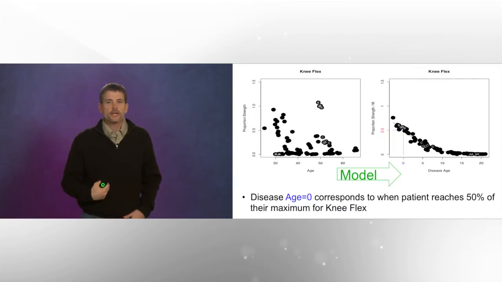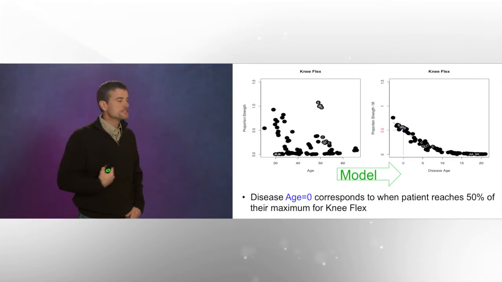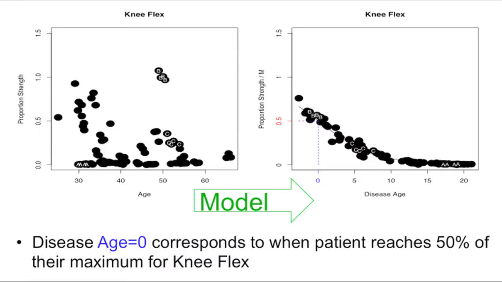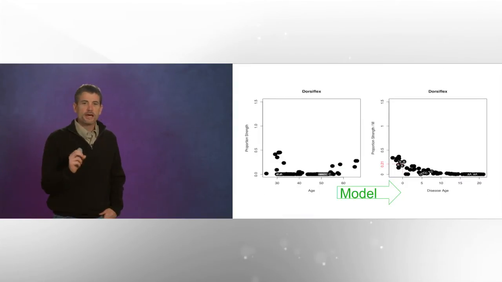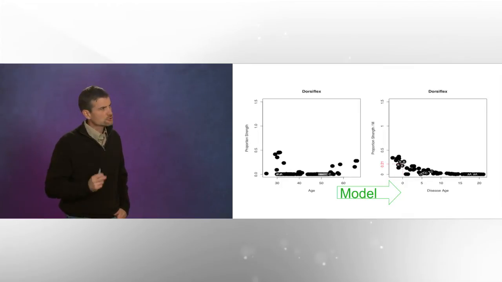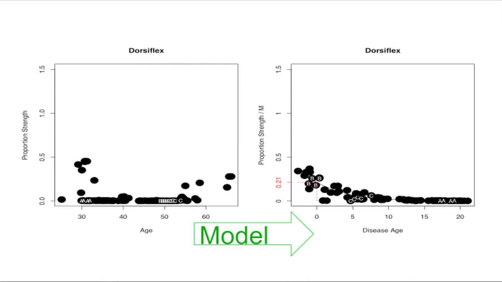So here is knee flex with disease age as the model estimated disease age. This fits extremely well. For a patient of a certain disease age, we can predict their knee flex extremely well. For dorsiflex, this looks much better than it looked before, because dorsiflex helps drive disease age. And you can see this is fitting very, very well for where we think they'll be. A subject who is at 50% knee extension tends to be at 21% of their ankle.